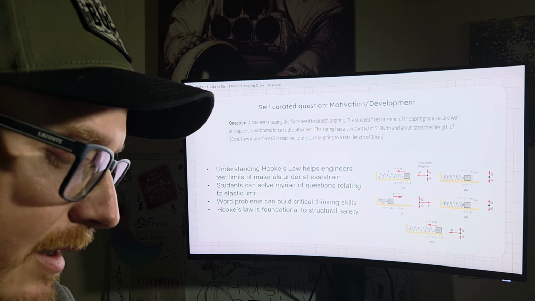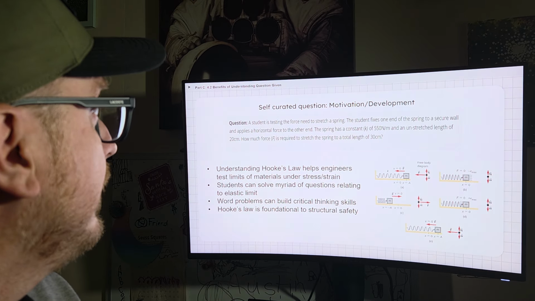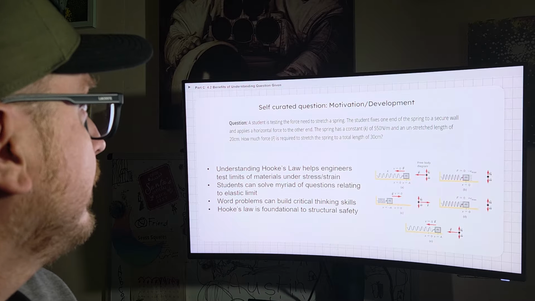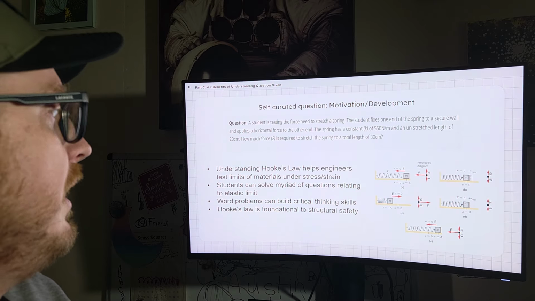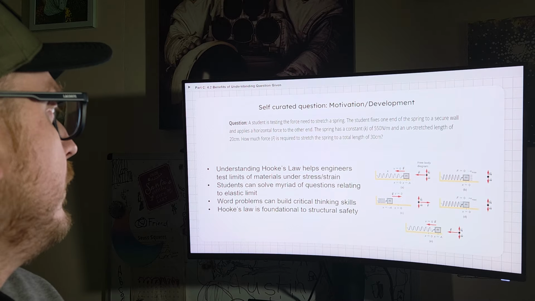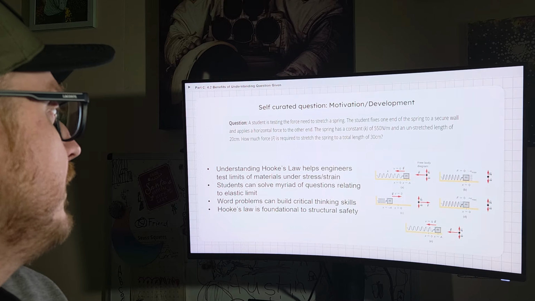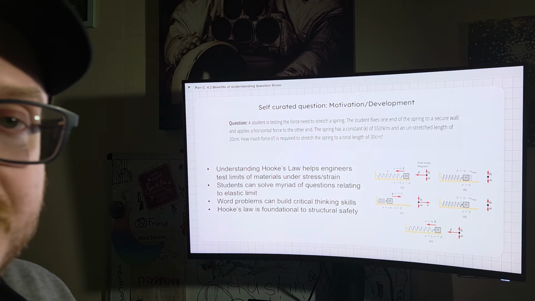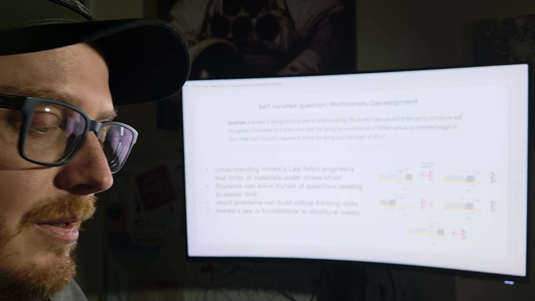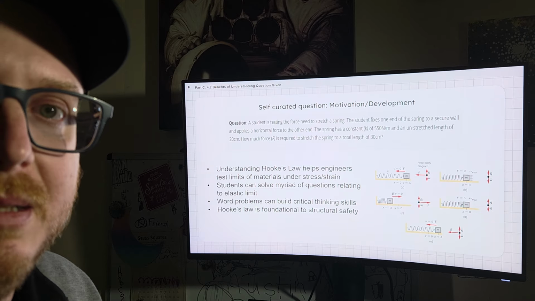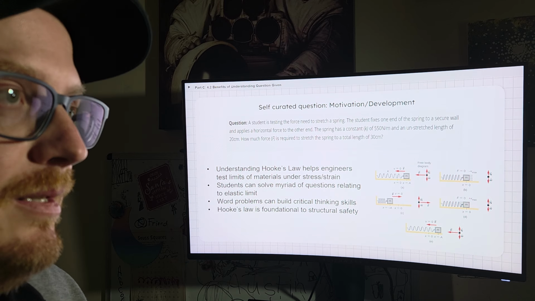Okay, in this next slide, we have the motivation development. We're on part C, benefits of understanding the question given. So the understanding of Hooke's law helps in engineering and a couple other fields. Basically, you're testing the elastic limit of stress and strain.